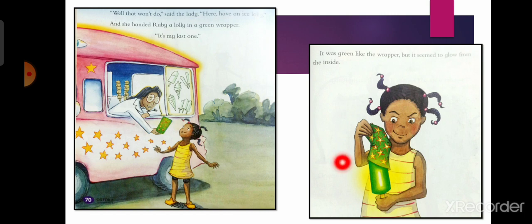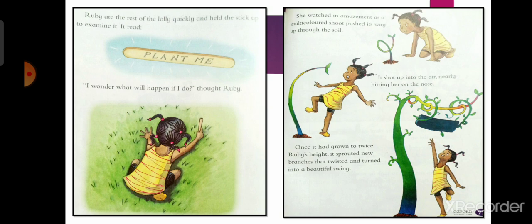Look at this picture. As she took 2-3 bites, the letters P and L appeared on the end of the lolly stick. She ate the rest of the lolly quickly just to check what was written on it. "Plant me." Plant me was written on the stick. She wondered what would happen if she did so.